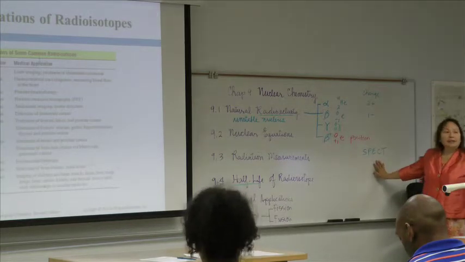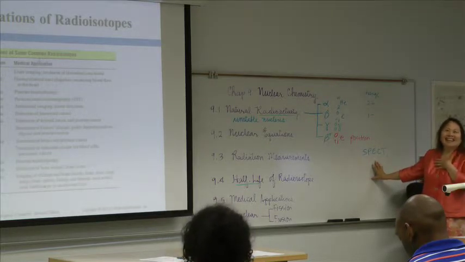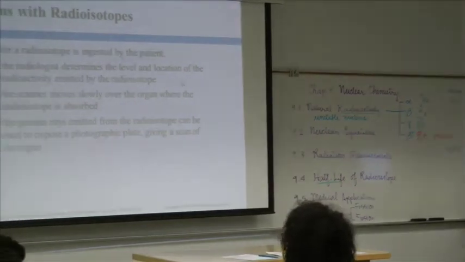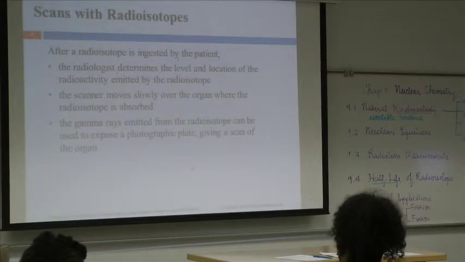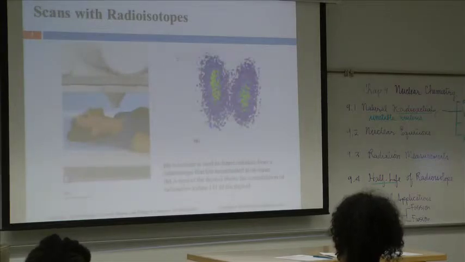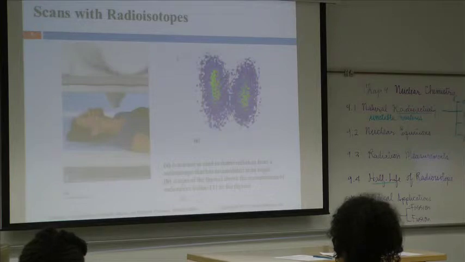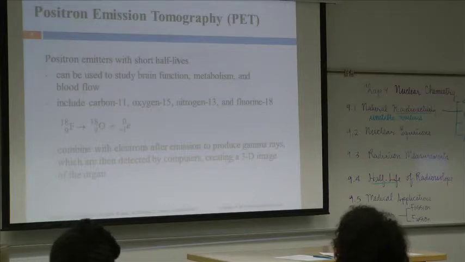So that's another. So you'll know that even if our book is really new, they still don't have the latest technology. So that's my passion, the latest technology. So scans with radioisotopes. A radiologist always determines the level and location of radioactivity emitted by the radioisotope. So here's a scanner, scanning the thyroid. And that's where radioactive iodine accumulated. So positron emission tomography, PET, with short half-lives. And so this is interesting.